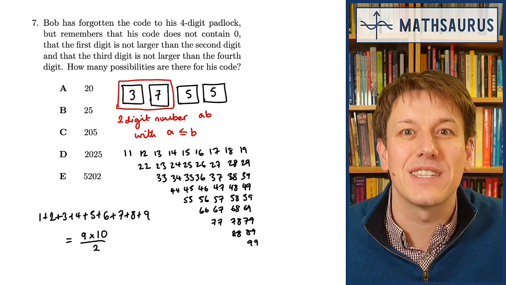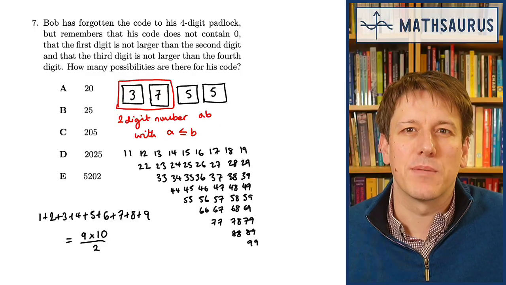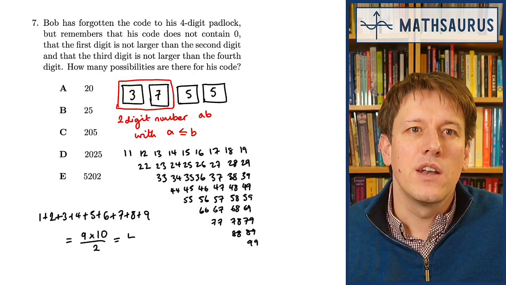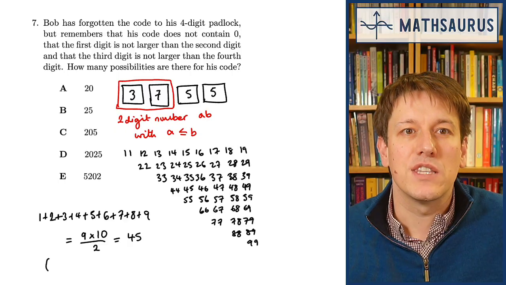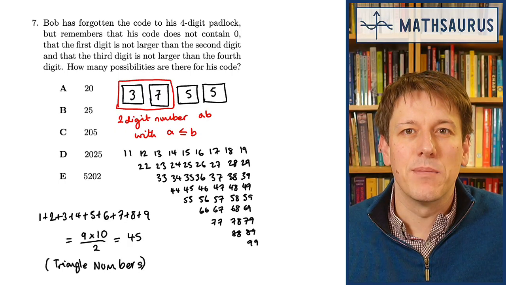Of course, you can also just add the numbers 1 to 9 here together. It doesn't take too long. But that fact really comes up a lot in maths challenges and is very useful when you've got larger numbers involved as well. 9 times 10 divided by 2 is 45. So there are 45 ways of choosing that 2-digit number then to begin with.